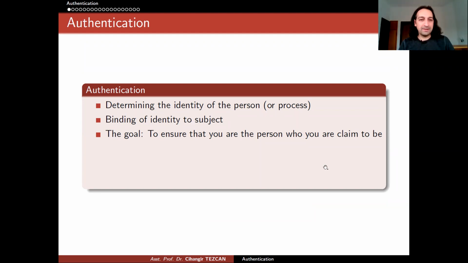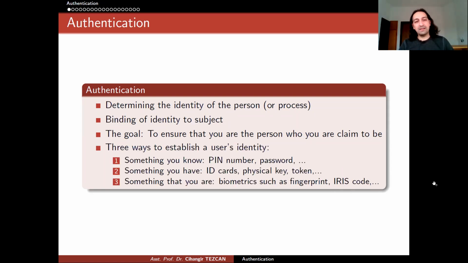So let's define what an authentication is. It is determining the identity of the person or the process. So in this case, we bind the identity to a subject. Our goal is to ensure that you are the person who you are claimed to be. So generally, there are three ways of doing this. Three ways to establish a user's identity.